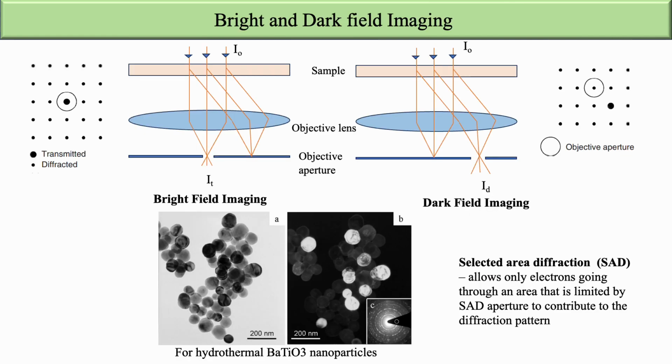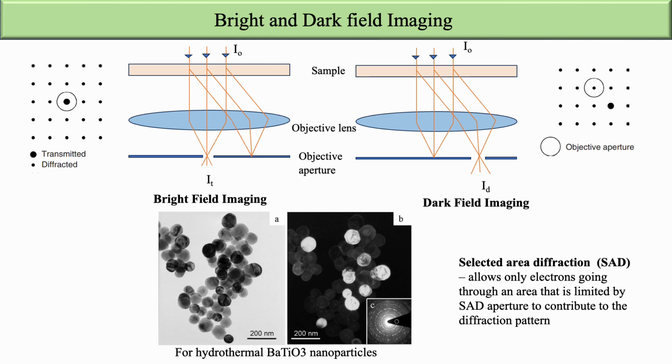So diffraction contrast can generate bright field and dark field. How it generates is, when we allow the transmitted beam to pass through the aperture, we see bright field imaging. But if the diffracted beam is allowed to pass through the aperture, dark field imaging is observed.